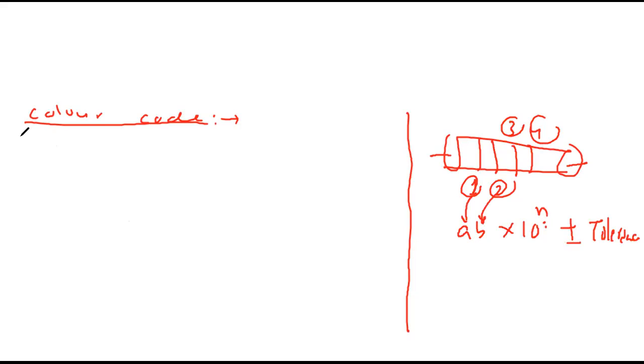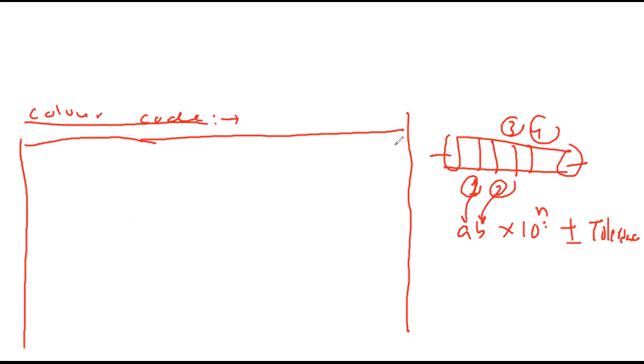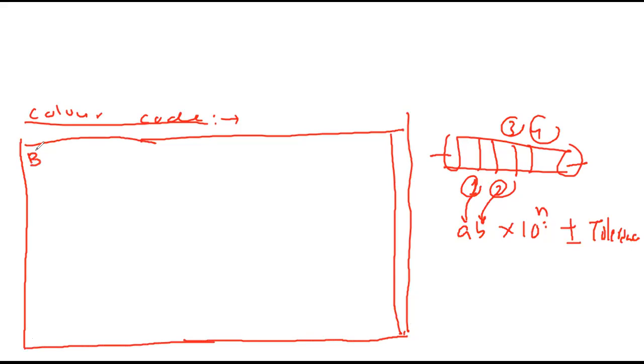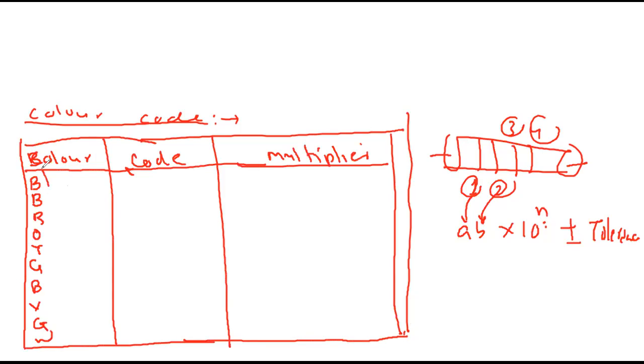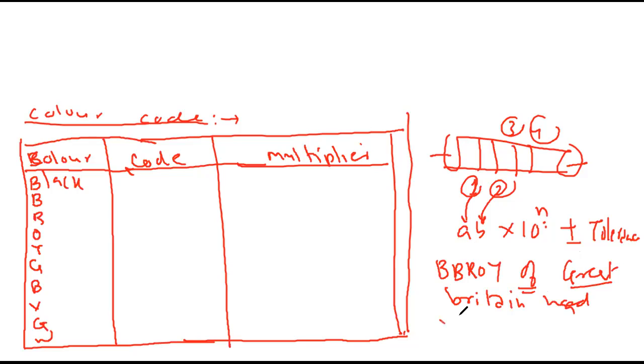So different color codes are remembered by: B B Roy of Great Britain had a very good wife. That is how you have to remember it. Very good wife.